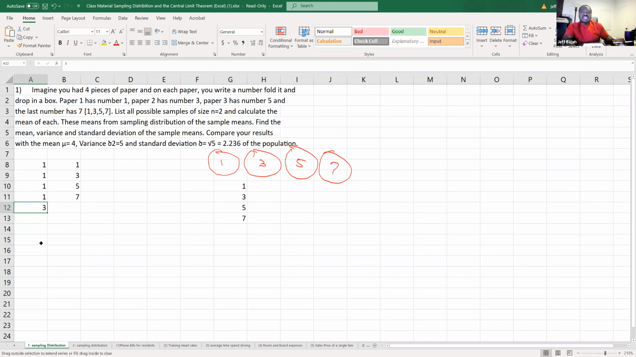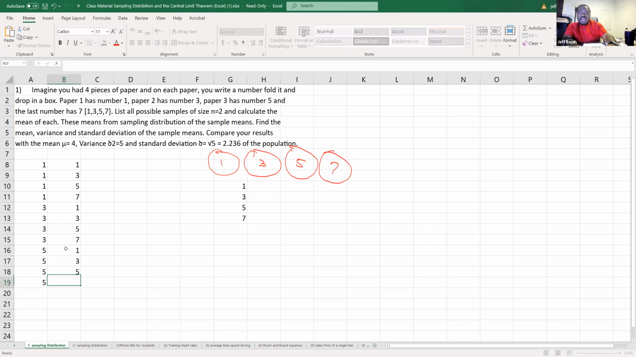You have 4 instances, right? You can pick 3, so you can pick 3 and 1, 3 and 3, 3 and 5, and 3 and 7. How about 5s? You can do that in 4 options too. You can pick 5 and 1, 5 and 3, 5 and 5, 5 and 7. Number 7, you can pick 4 kinds of 7: 7 and 1, 7 and 3, 7 and 5, 7 and 7.